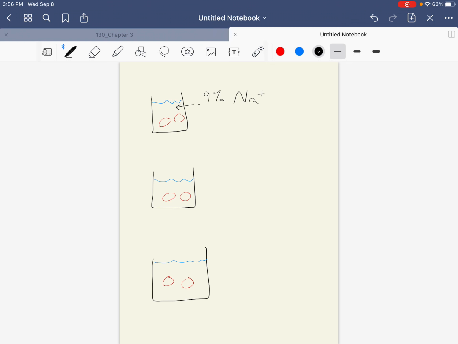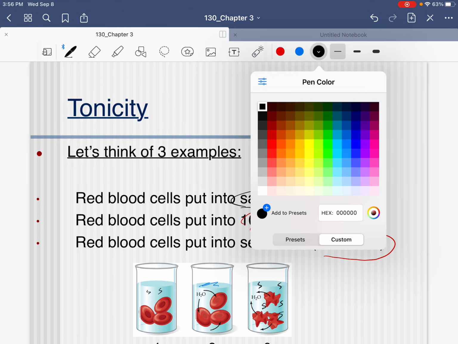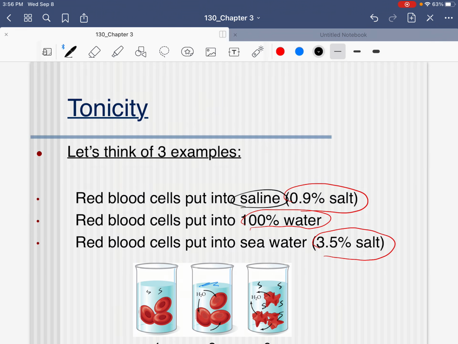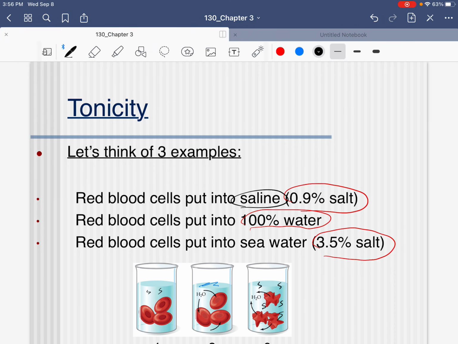And by the way, if this solution is 0.9% salt, by process of elimination, if it's salt and water, and 0.9% of it is salt, how much of it is water? 99.1%. We just know that it's a saline, right? Saline is a salt water solution, salt and water. So if it's 0.9% salt, then we automatically know it's 99.1% water.